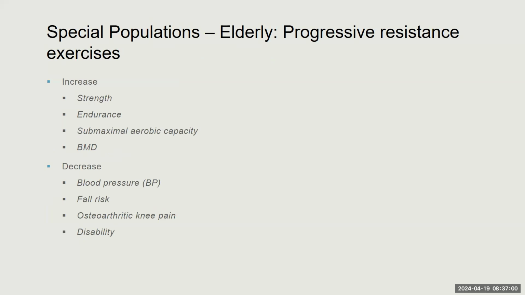So with the elderly, doing progressive resistance exercises can increase strength, endurance, submaximal aerobic capacity, and bone mineral density, and will cause a decrease in blood pressure, decrease your falls risk, decrease knee pain, and decrease disability.